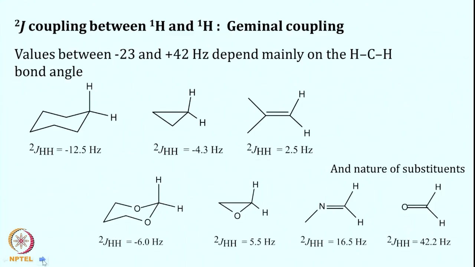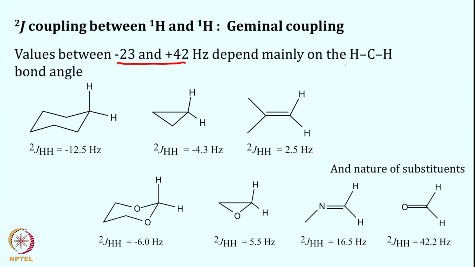Now we come to the two-bond coupling. Two-bond proton-proton coupling is called geminal coupling, and it ranges somewhere between minus 23 and 42 Hz. As we discussed, the splitting strength does not depend on whether the coupling is negative or positive; it is the absolute value that matters. Whether it is negative or positive is dictated by the orientation of the spins.